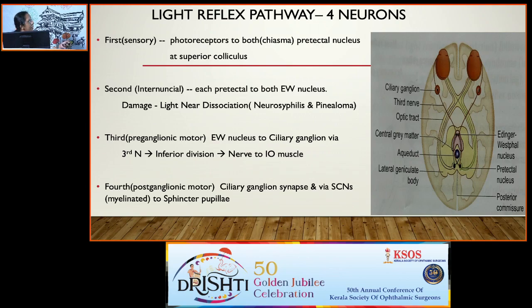The first order neuron starts from the photoreceptors, then comes to the pretectal nucleus, which is in the dorsal portion of the midbrain at the level of the superior colliculus. Internuncial neurons go to the Edinger-Westphal nucleus on both sides. Here there is a crossing, and in the chiasma also there is crossing. And from the Edinger-Westphal nucleus via the oculomotor nerve it comes to the ciliary ganglion, synapses here, and by the oculomotor nerve comes to the sphincter pupillae.